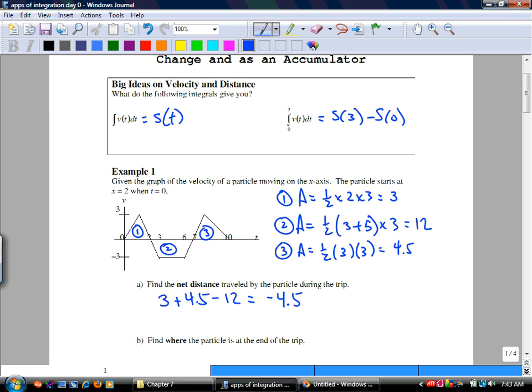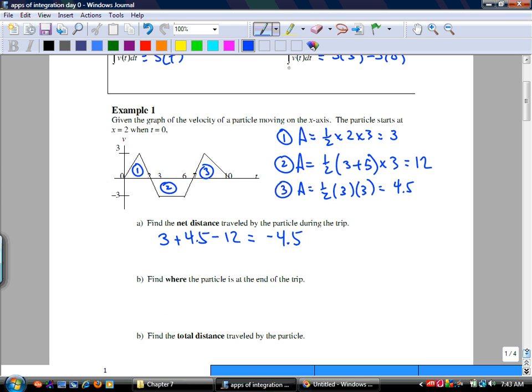Find where the particle is. Oh, I did that. Well, but we got to be careful how we say this. 4.5 units left of where you started. Well, you started at x equals 2. So where are you now? Yeah, you're at the point x equals negative 2.5.